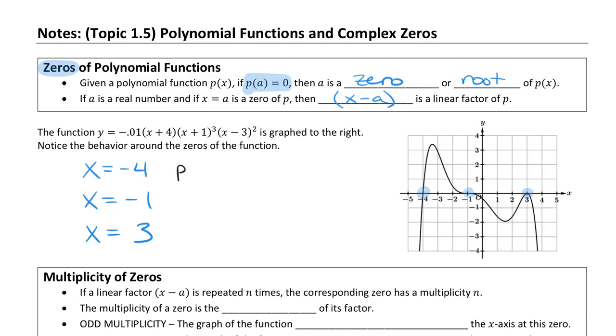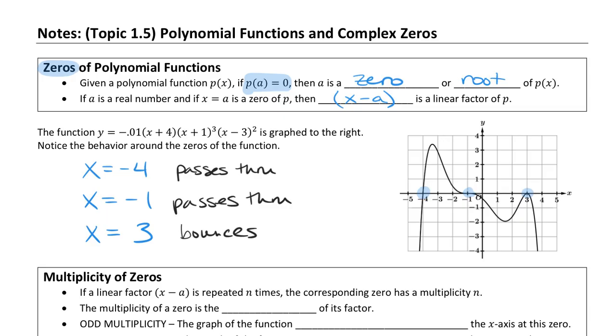Passes through. So let's just write this down. It passes through. How about at -1? Does it pass through or does it bounce off? Passes through. But what's happening at 3? It bounces. So there's going to be a difference.